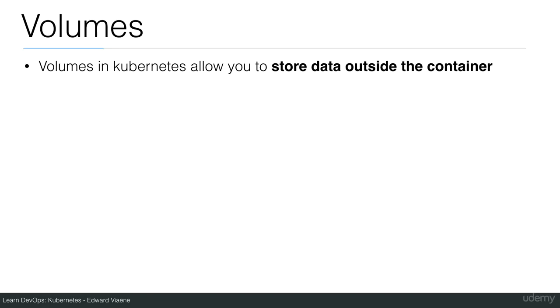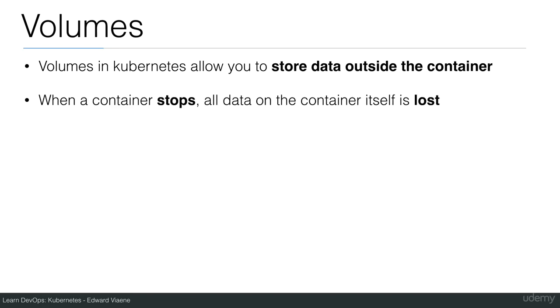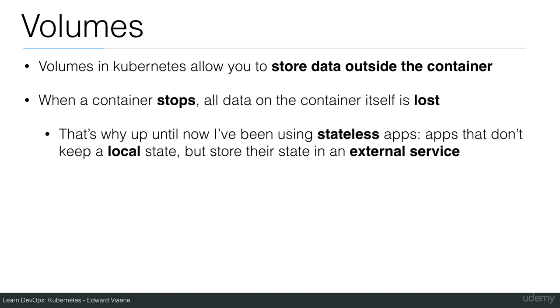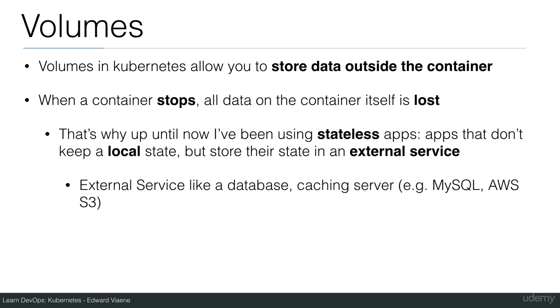Volumes in Kubernetes allow you to store data outside the container. When a container stops, all data on the container itself is lost. That's why up until now I've been using most of the time stateless applications, apps that don't keep a local state, but can store their state in an external service. With external service, I mean a database, a caching server like MySQL. Object storage like S3 can be used for that, an NFS server can be used for that.